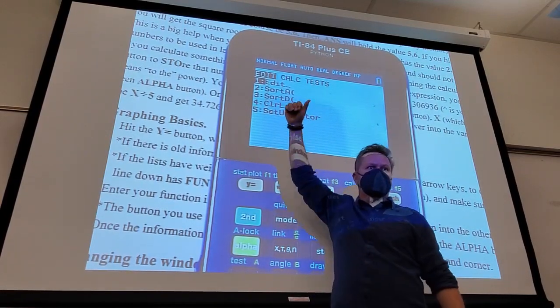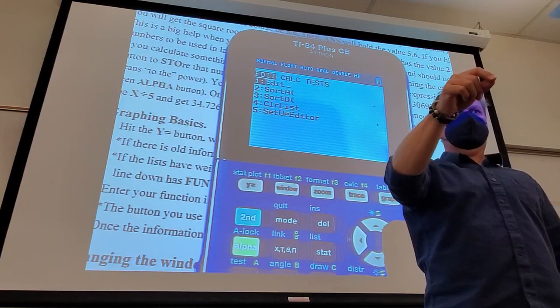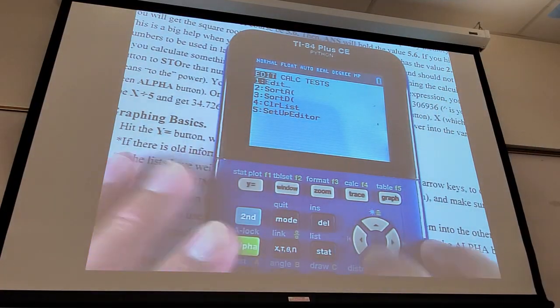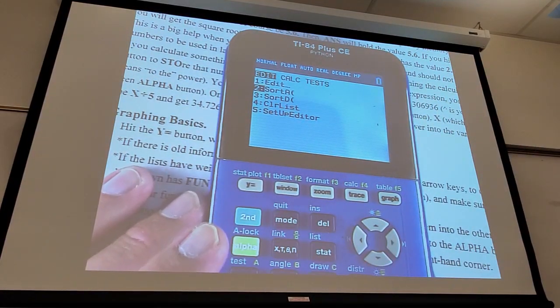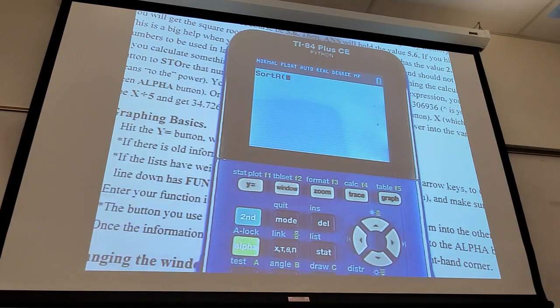Answer data. Sort ascending, descending. Oh, okay. So let's sort ascending, which means small to big. Sort ascending. Now watch, you gotta be careful. You see how it has sort A and it's got a parenthesis?